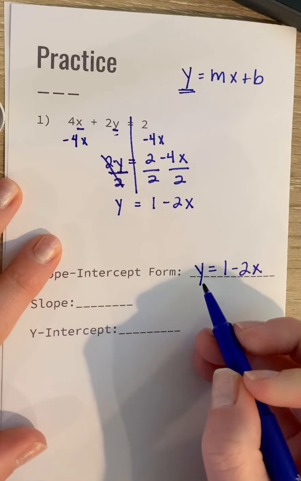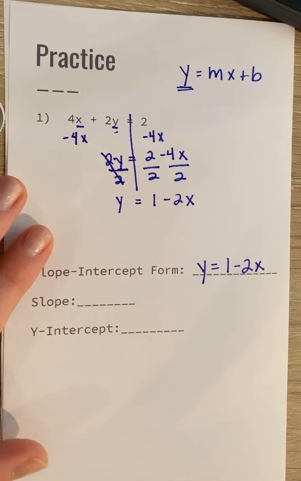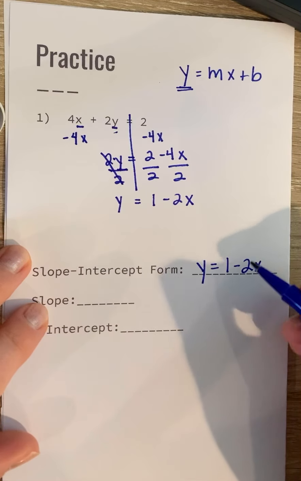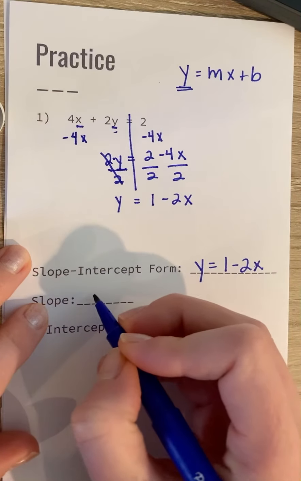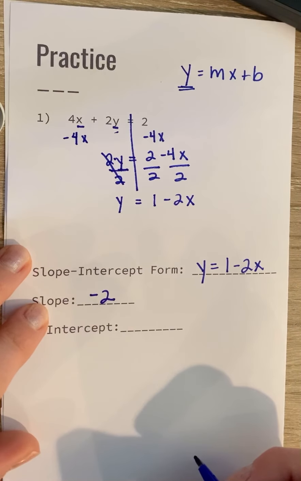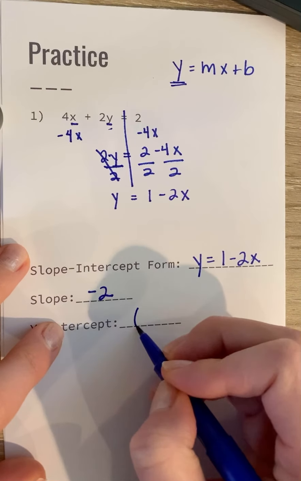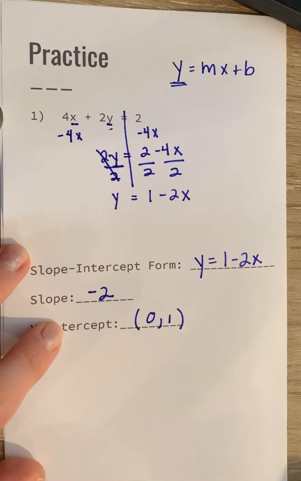Right, because notice my y is now by itself. Now remember, the slope is always the one by the x value. So don't get confused because it's second. Right, that's okay. So my slope is negative 2. And then remember, the number that's by itself is always the y-intercept. So my y-intercept is at (0, 1) for this example.